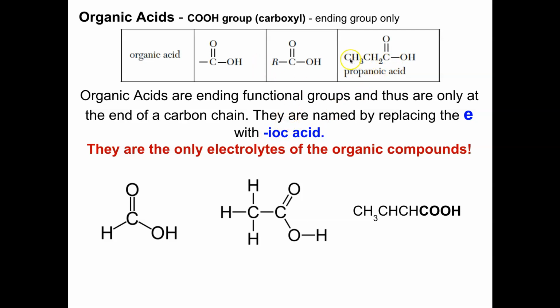Count the longest continuous chain. 1, 2, 3. That's a prop. These are single bonds between the carbons. Don't let that mess with you. So propane, take the E away, add oic acid. Again, oic acid. So look here, methane with a C double bond O to an OH. This is an organic acid. This is methanoic acid.